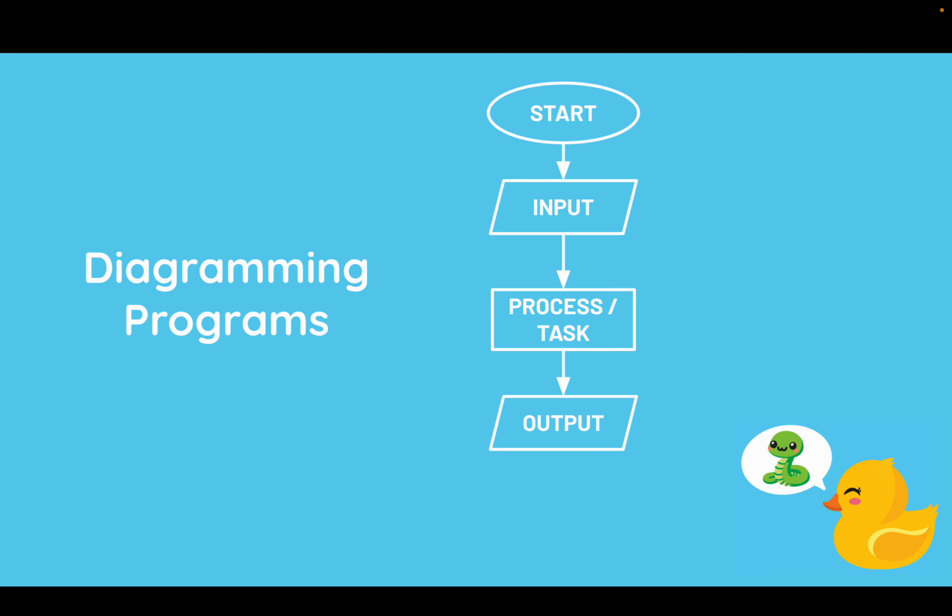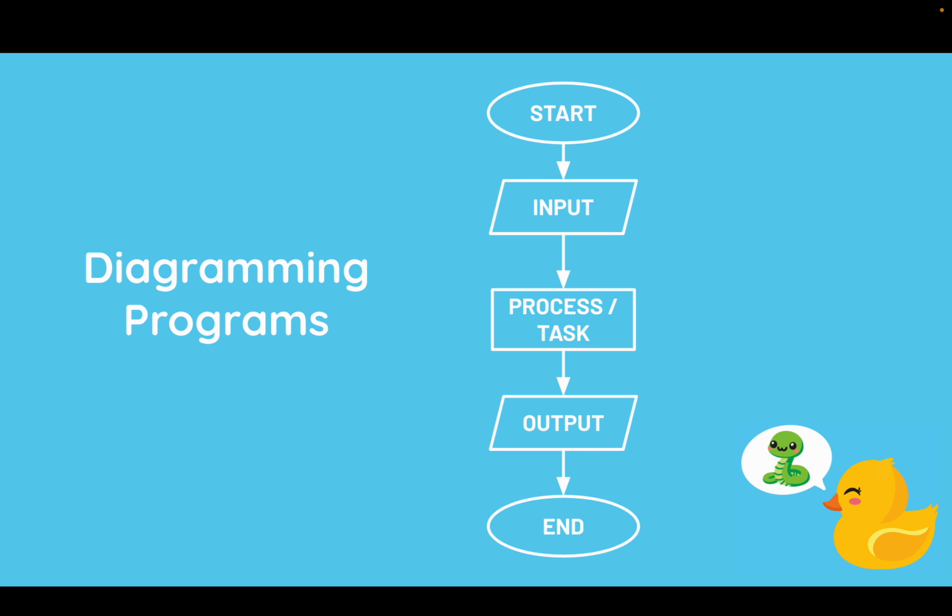Then we have output. So input and output are both parallelograms. So when you're creating these diagrams, make sure you notate it really clearly, whether you're taking an input or giving back output. And then the end is another oval, right? Another terminal symbol. So we start with an oval and end with an oval every time, and the arrows in between are showing the flow of execution. How are we going through our program?